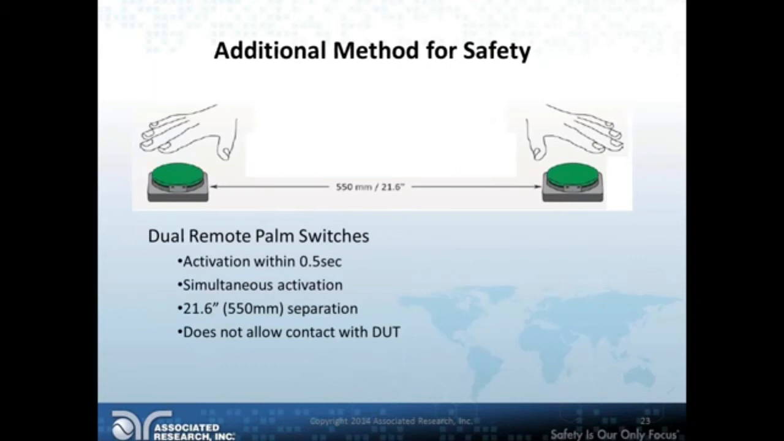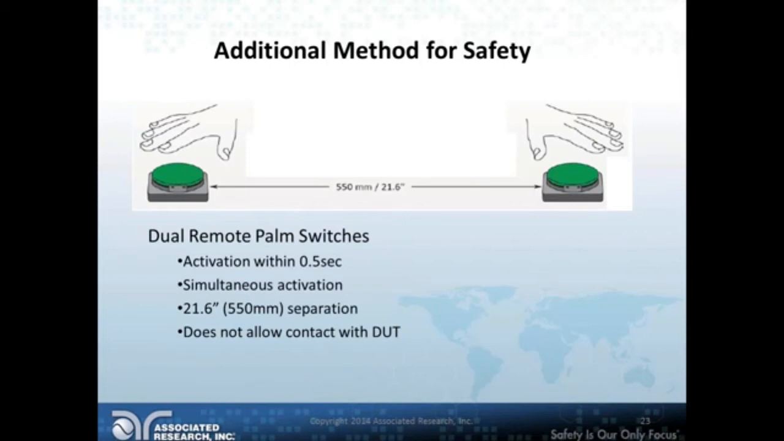Here's another one, dual remote palm switches. These are great because what they make you do as an operator is you have to have your hands on the switches all the time in order for the unit to be outputting voltage. First of all, you have to activate them both within 0.5 seconds. So you can't cheat and put one hand on one and then put your foot on the other one, because you probably wouldn't be able to do that within 0.5 seconds. If you don't activate them within that small window, the unit simply won't output voltage. So you basically need simultaneous activation.